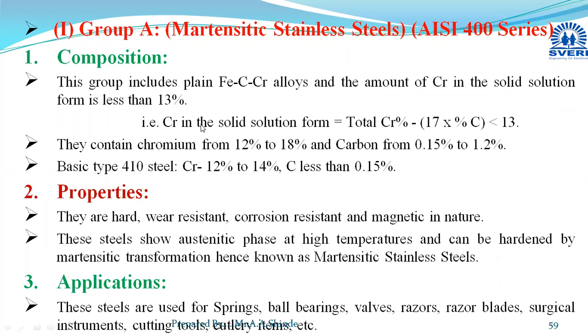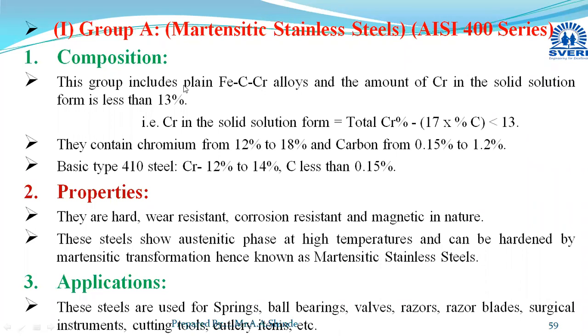Here I have highlighted it. Chromium in the form of solid solution is less than 13%. And its general composition contains chromium 12 to 18%, carbon 0.15 to 1.2%. Some other alloying elements may be there, and the balance amount will be iron.